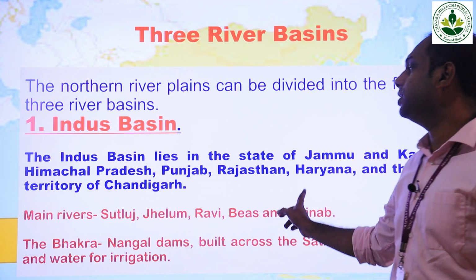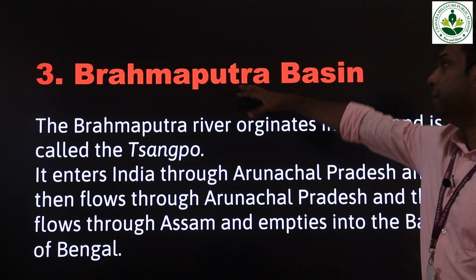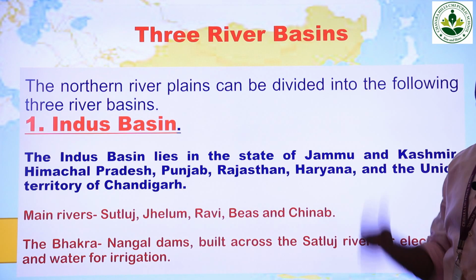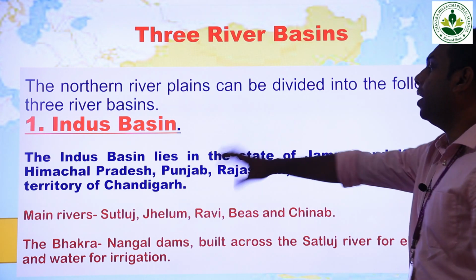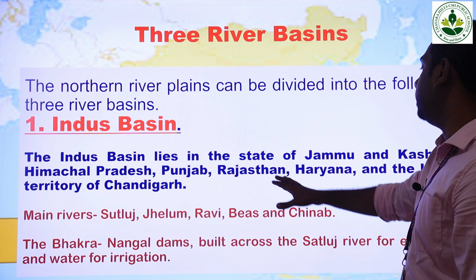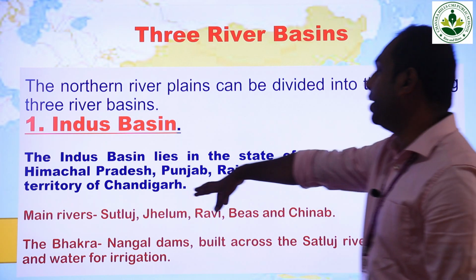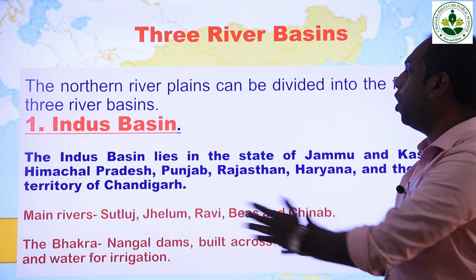First one is called Indus Basin, second one Ganga Basin, finally the third one is called Brahmaputra Basin. First we'll be studying about Indus Basin. The Indus Basin lies in the state of Jammu and Kashmir, Himachal Pradesh, Punjab, Rajasthan, Haryana and the Union Territory of Chandigarh. Okay, here. So what is the speciality of this land?